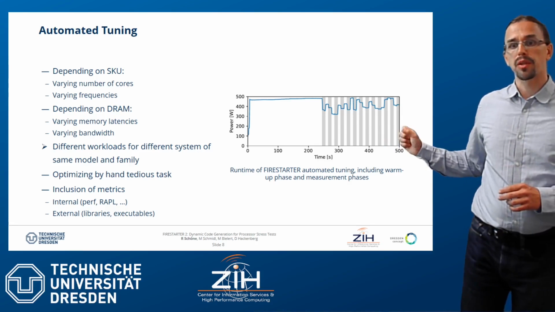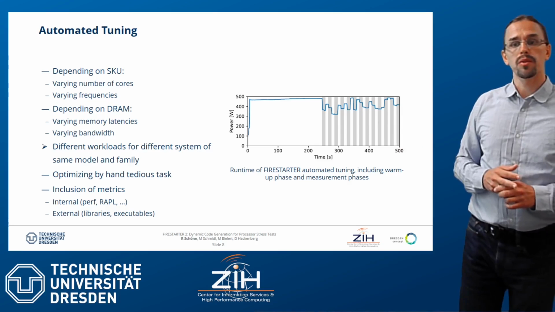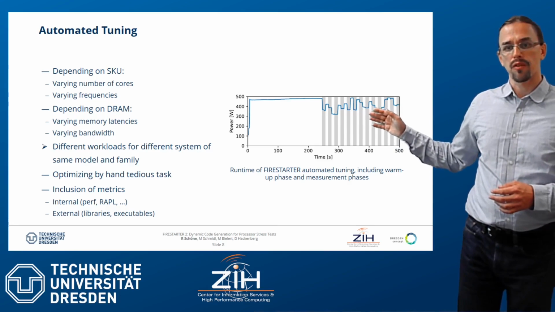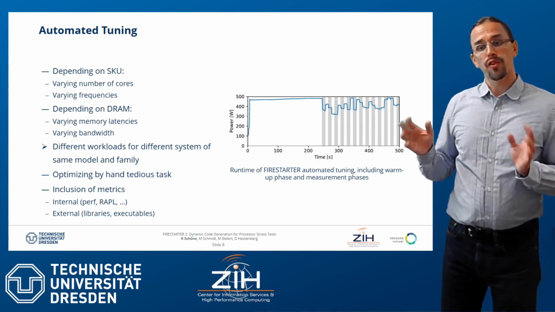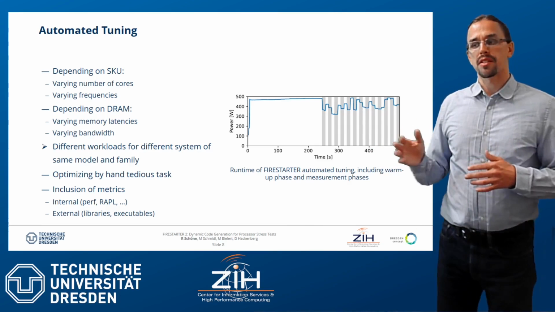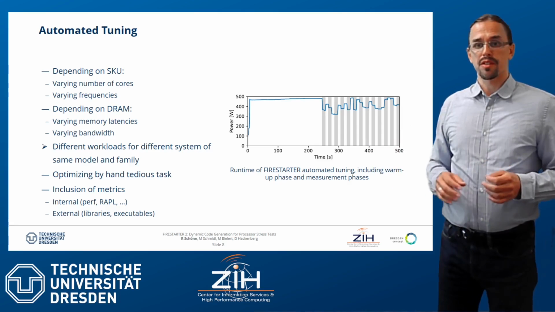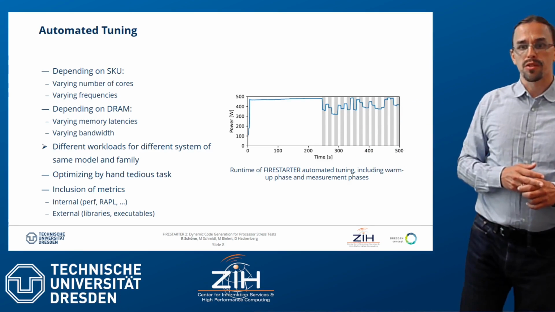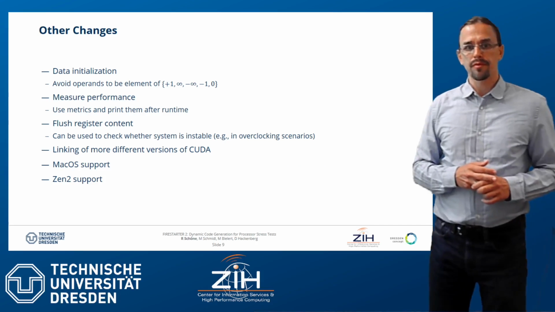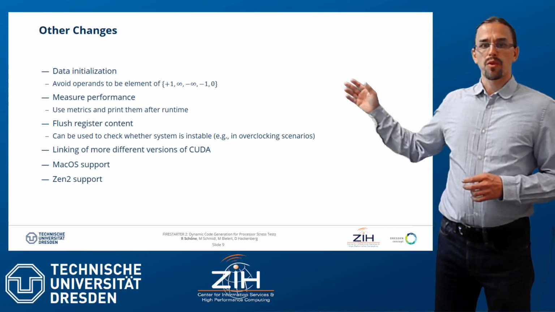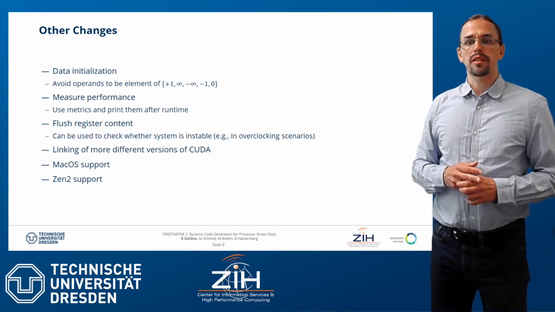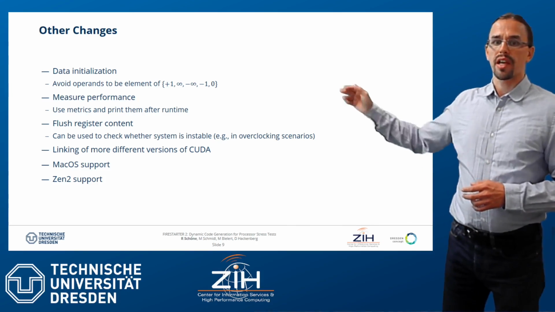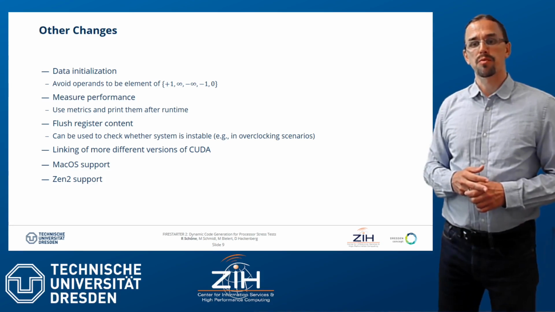And this automated tuning will use an NSGA2 algorithm, a genetic algorithm, and will just create several generations of configurations. So what is the best number of memory references to each of the levels, and it will come up in the end with a good solution for your system. On the other changes, we made sure that the data is initialized in a way that there are no special cases which could lead to a reduced power consumption.